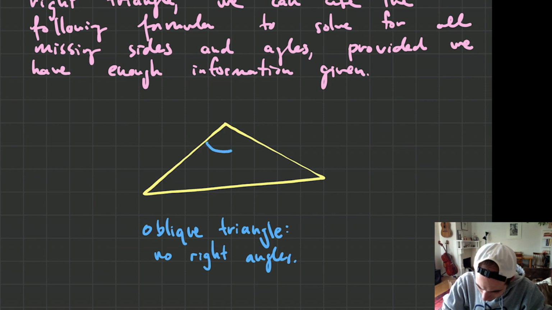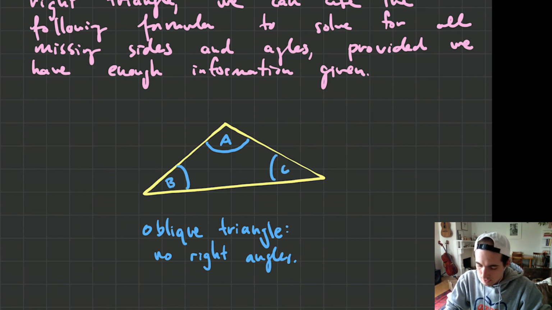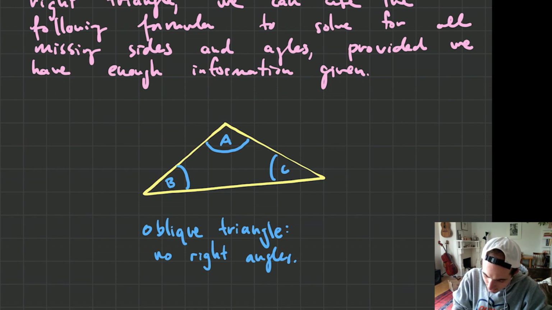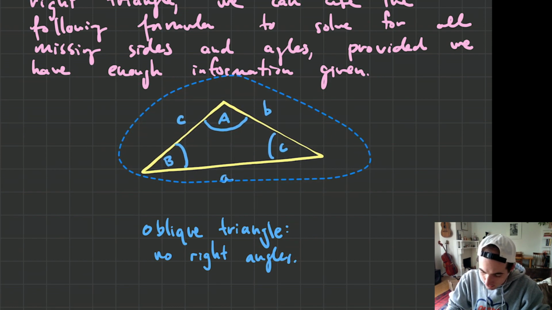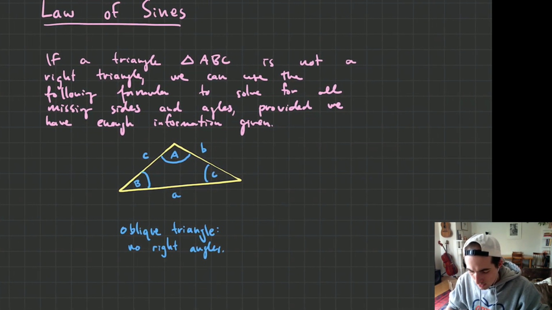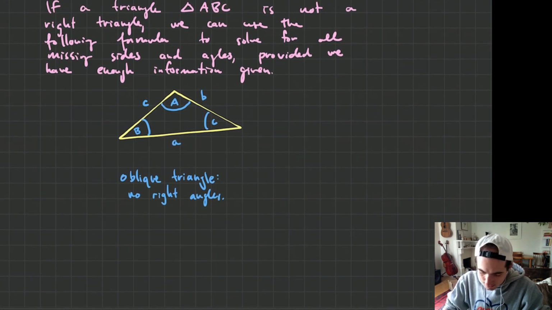So if this is the angle A, and this is the angle B, and this is the angle C, then we're going to call the opposite side of each angle the lowercase of that letter. So b, a, and c would go over here, respectively. Okay, and let me just move this up a wee bit. So this is what our triangle will look like, and the law of sines looks like this.